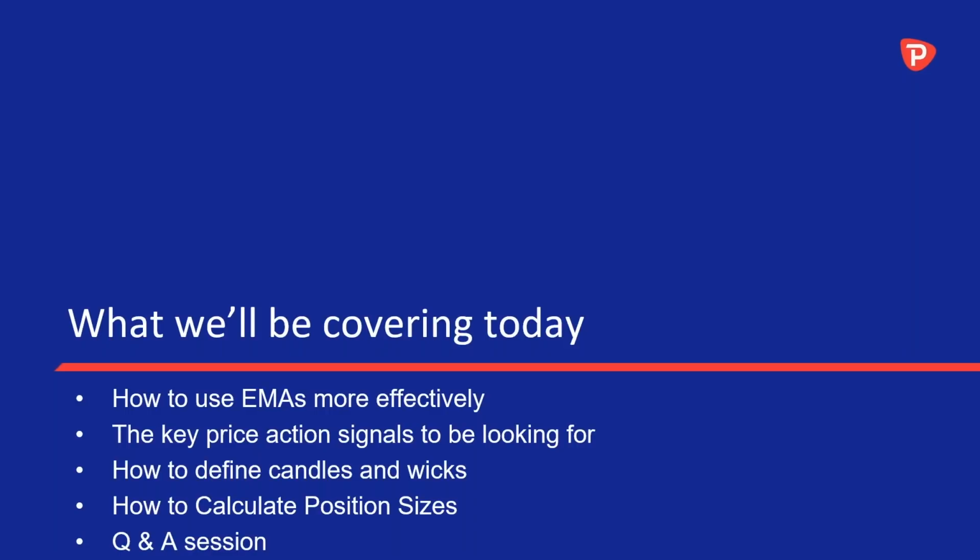So like last week, we're going to deep dive into a little bit more advanced strategy tonight. We're going to be covering how to use EMAs more effectively in the market, because they're a heavily underutilized tool. Many people use moving averages, but they don't necessarily use them correctly. So we'll be having a look at that. We'll then be taking a look at key price action signals to be looking for and how we can use those with moving averages. I think that's a massive tool, bringing those two together.